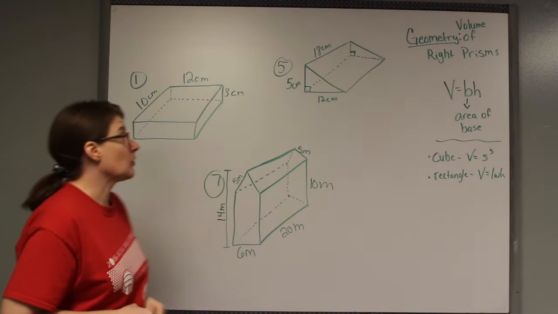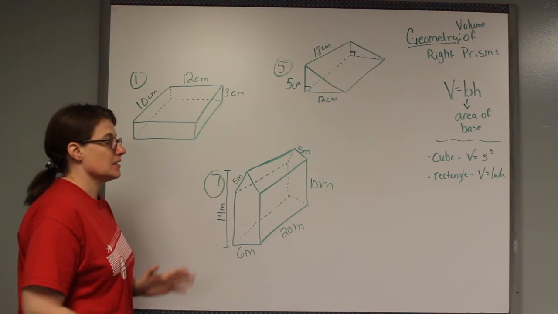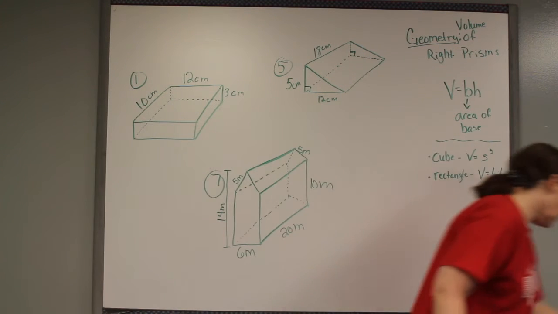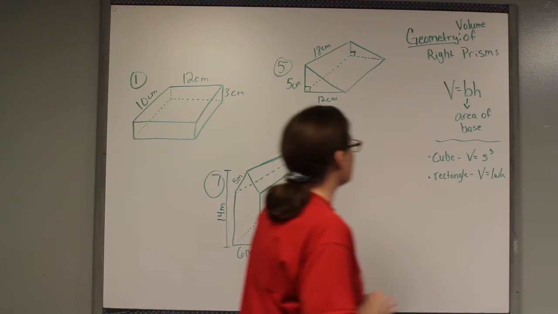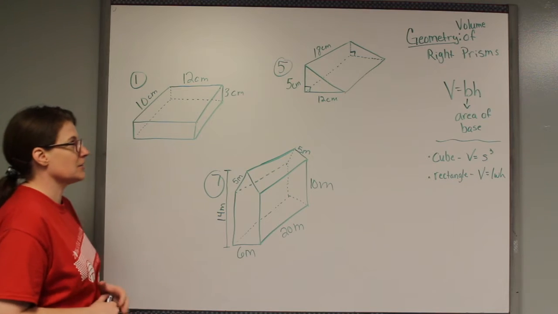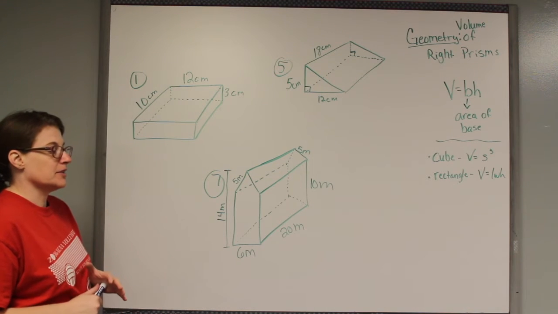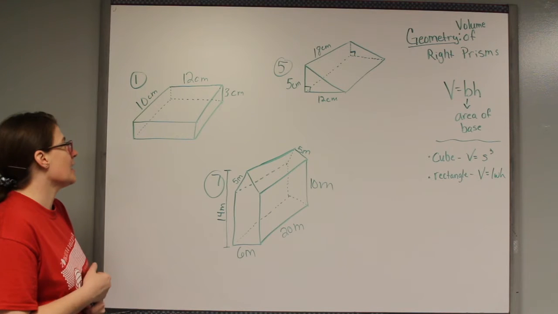Today we are talking about volume of right prisms. This is worksheet number 31. If you are in my class, it's also your test. I wrote test 7, but it's actually test 9. And this will be a little simpler than the surface area that we did last.